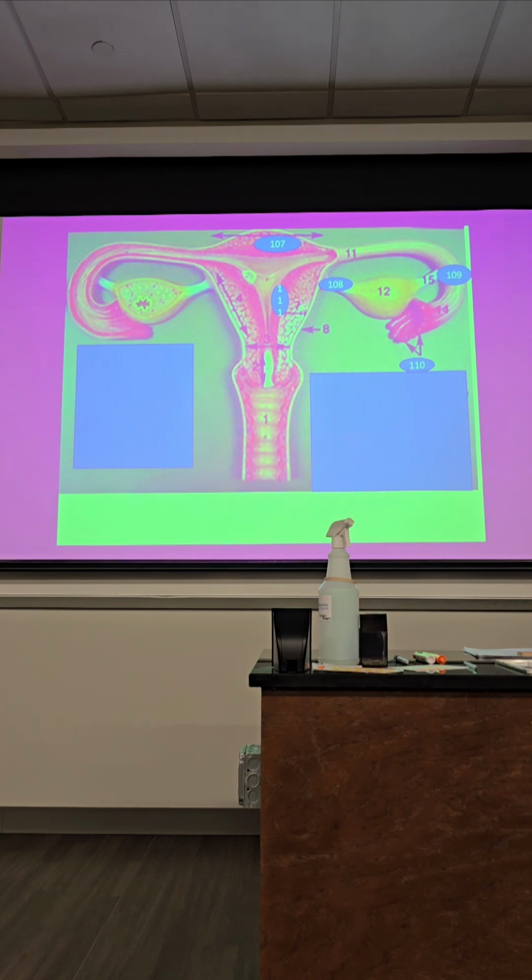If it's connected to the ovary, very good, ovarian ligament, right? However, if it's connected to the fallopian tube, it will be the suspensory ligament. Okay, what is number 109? Fallopian tube. But if I point to this and tell you to be specific, what would you call that? The infundibulum. What is number 110?